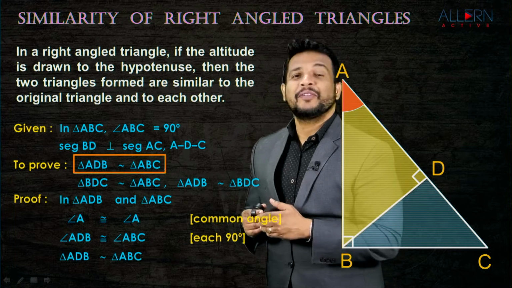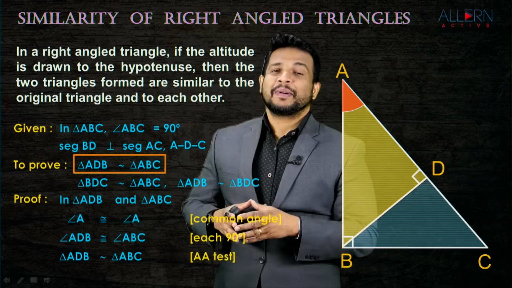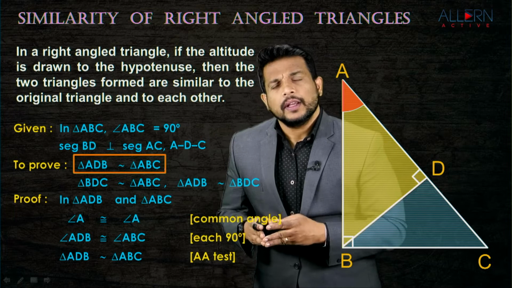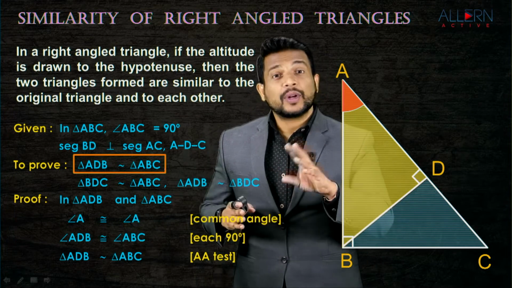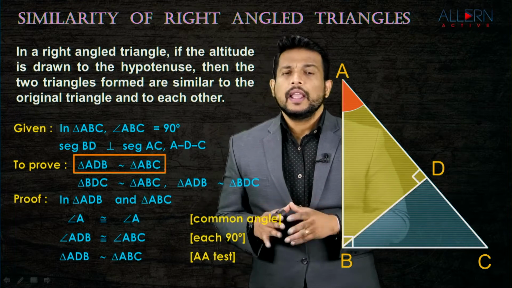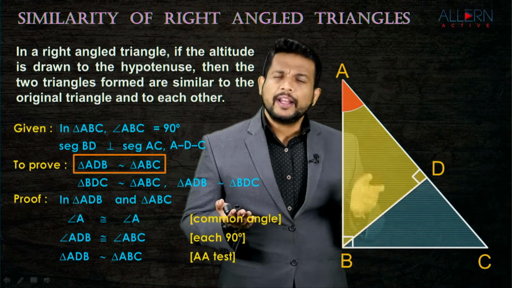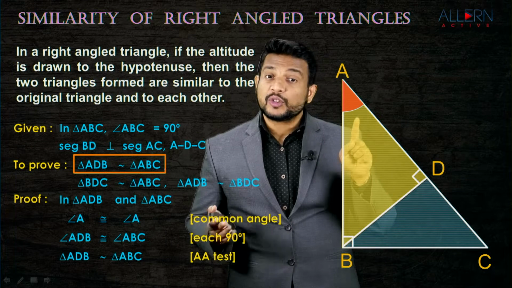And why are they similar? We know the reason. The reason is nothing but by a test of similarity. Now my dear child, when we write the triangle similar, we need to write as per the one-to-one correspondence. And the correspondence here was very simple. Common angle. That means A corresponds to A.